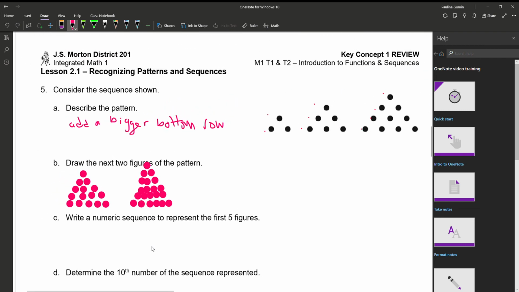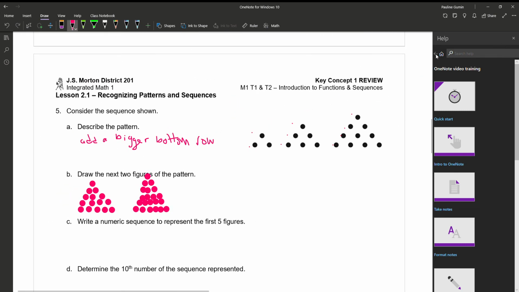Numeric sequence. Okay, so a numeric sequence is counting the dots. So instead of dots, I want numbers. So let's write the numbers down. I'm going to choose my black pen. I'm going to make it smaller again. Okay, so the first image has 3 dots.